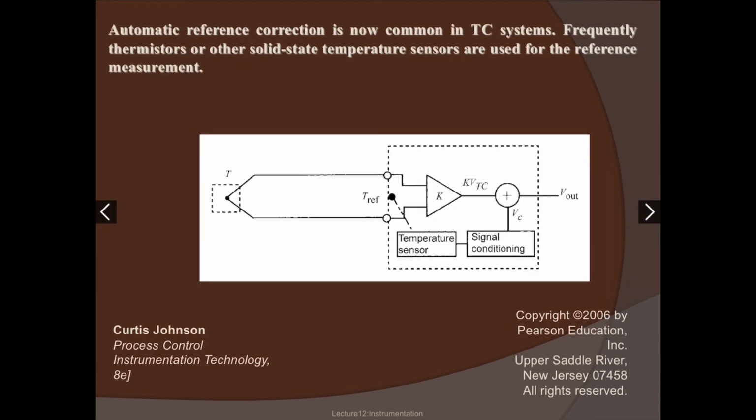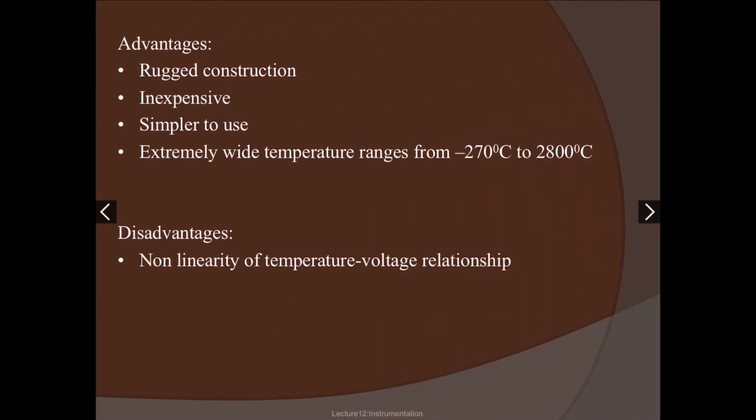Nowadays, automatic reference correction is common in thermocouple system. For example, thermistor or other solid-state temperature sensor are used to measure the reference temperature and provide correction to the thermocouple. Overall, the advantages of the thermocouple are that it has rugged construction, inexpensive, simple to use, and extremely wide temperature range, which is around minus 270 degrees Celsius to 2800 degrees Celsius.